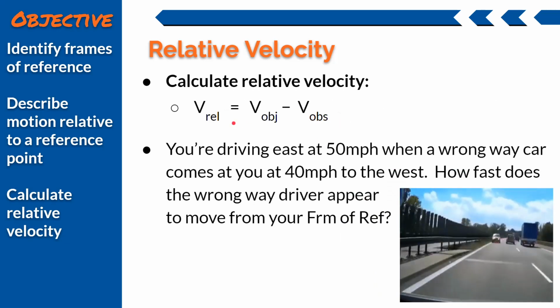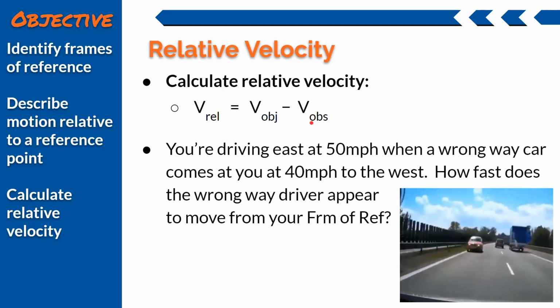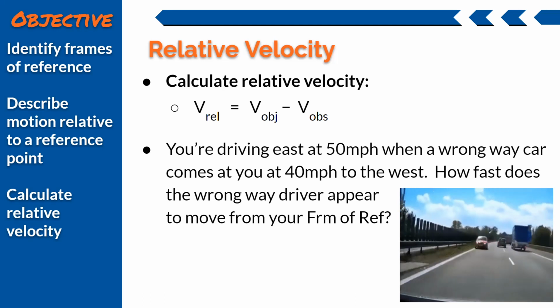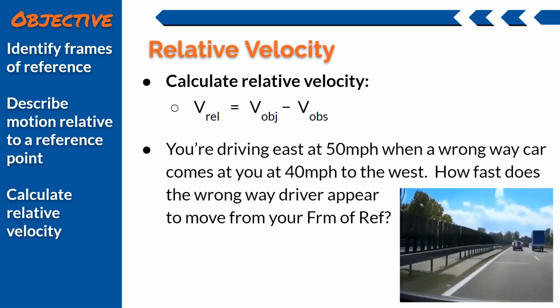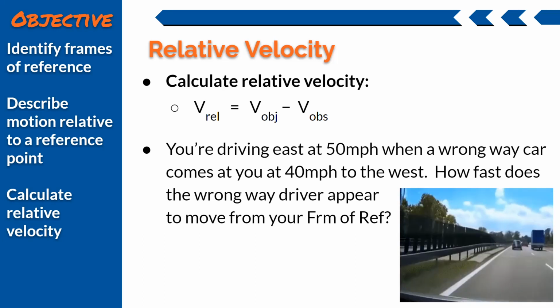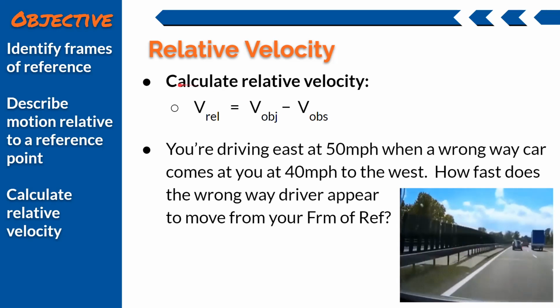Here's the equation I was talking about. Relative velocity is equal to the velocity of the object minus the velocity of the observer. So one of the objects is the observer. Typically that's you whenever you're talking about your motion with respect to other things. And so from your point of view, the object's velocity will appear different, and that's this relative velocity over here.